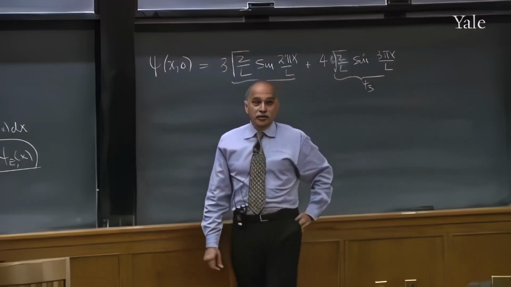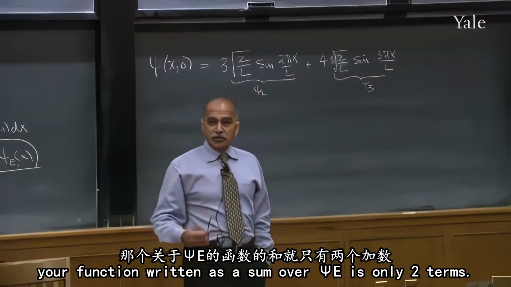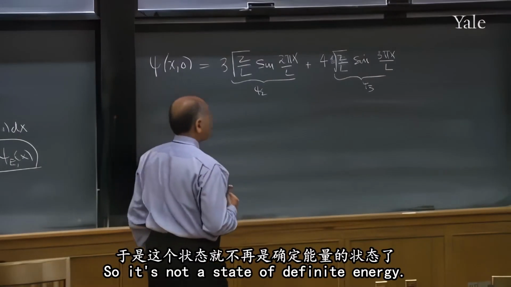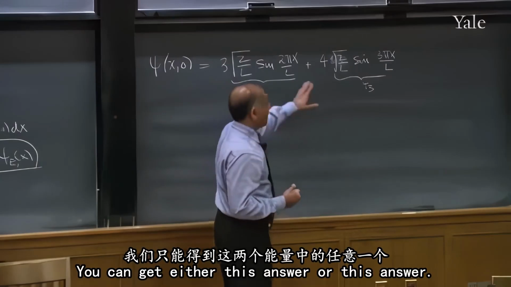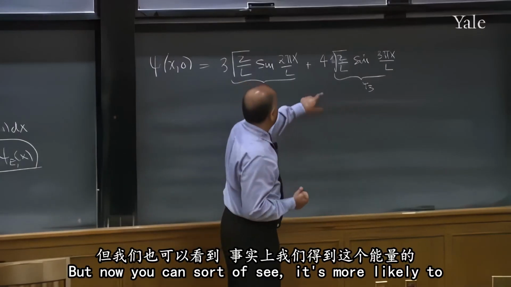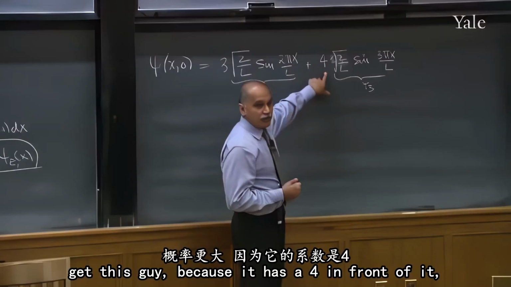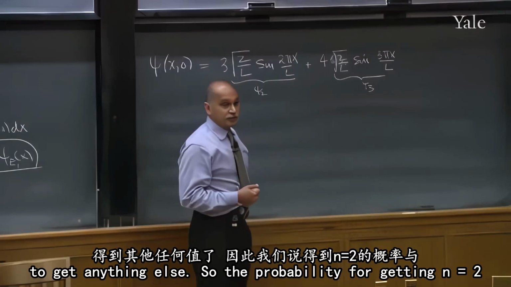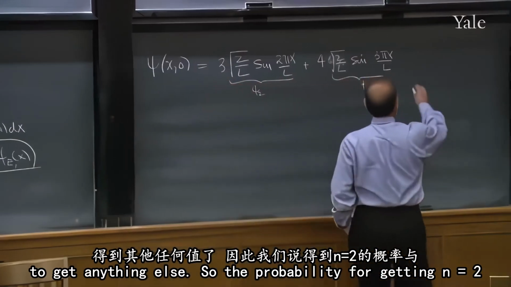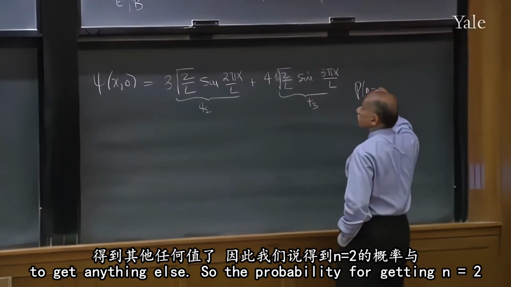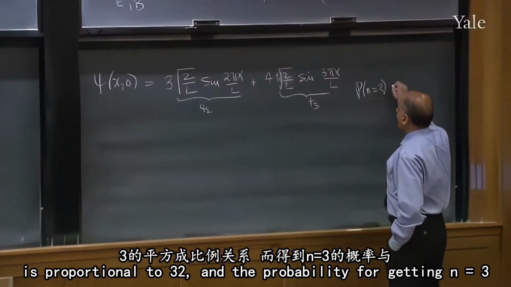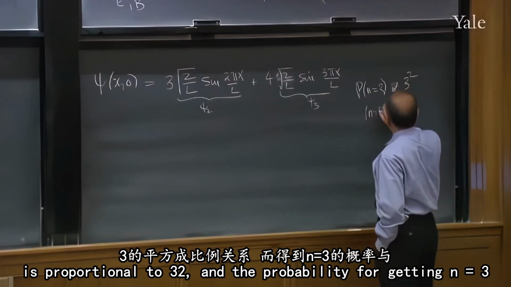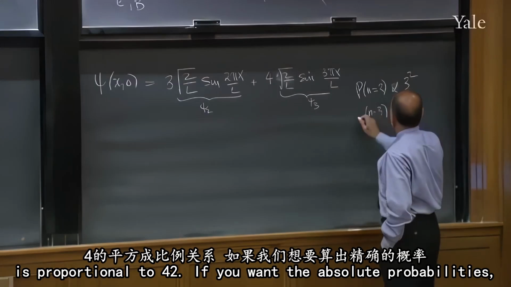That's all you have. Your function written as a sum over psi sub E has only two terms. That means they are the only two energies you can get. So it's not a state of definite energy. You can get either this answer or this answer. But now you can sort of see it's more likely to get this guy because it has a 4 in front of it, and less likely to get this guy, and impossible to get anything else. So the probability for getting n equal to 2 is proportional to 3 square. The probability for getting n equal to 3 is proportional to 4 square.